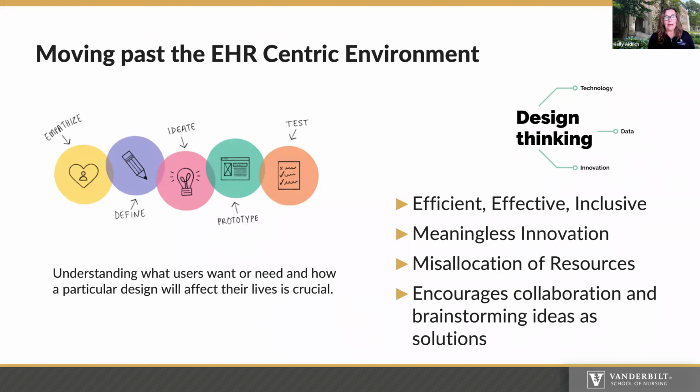So can we move past the EHR centric environment just for this discussion? Thank you for entertaining me on that. But I really have to say that when you talk to different nurses, I've been in nursing for almost 40 years. I have friends who are still at the front line working in ICUs, and their focus is not on what key they hit on that keyboard. It's just part of the process.